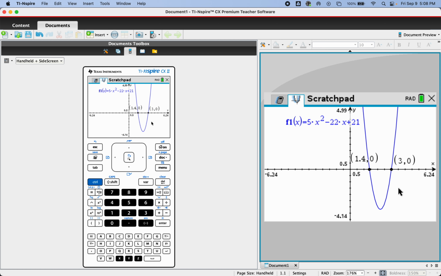So this is another way that once you have a quadratic equation or any polynomial, you can use the Nspire to solve it pretty quickly. No algebra required.